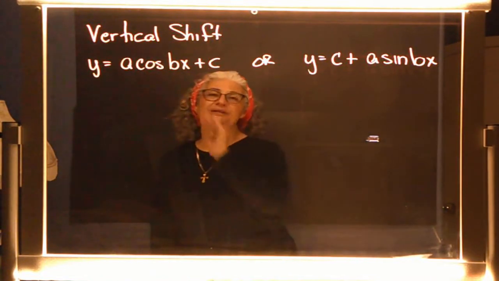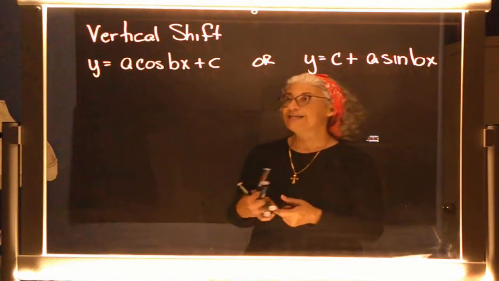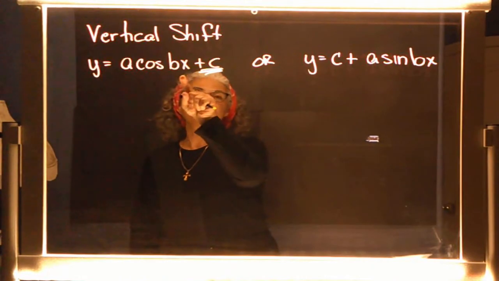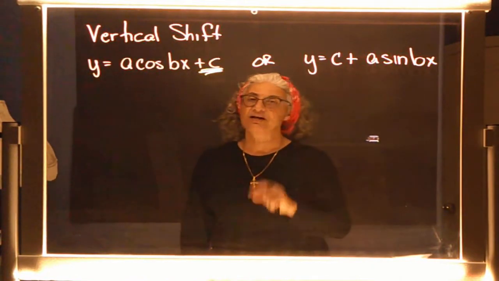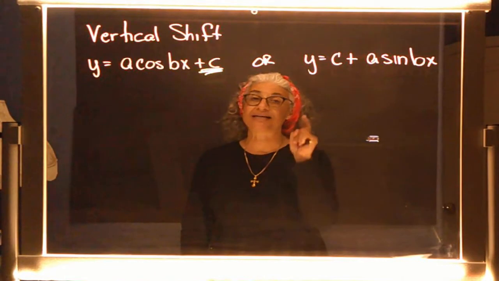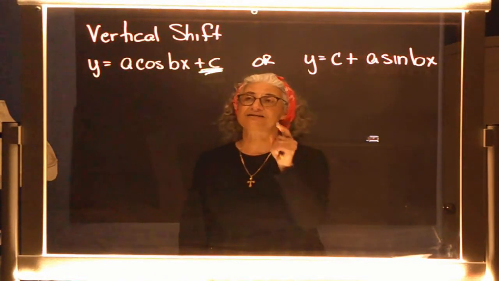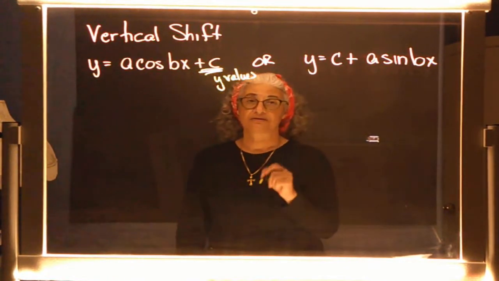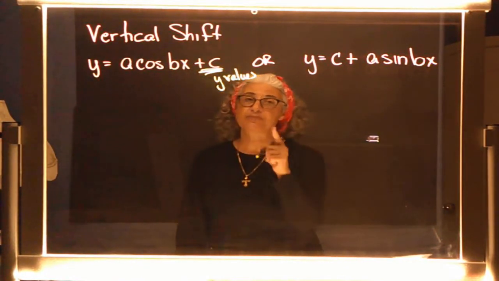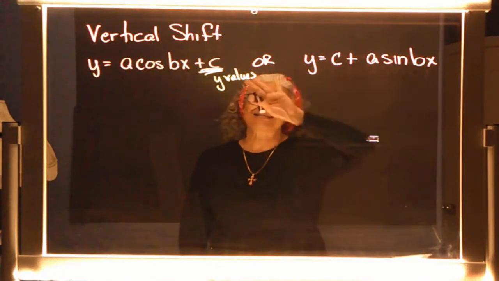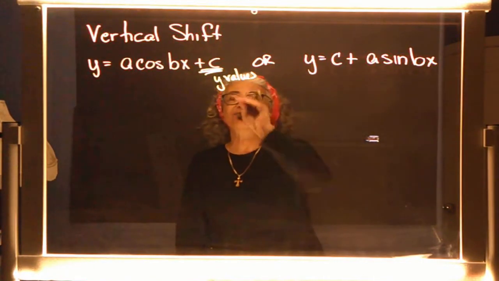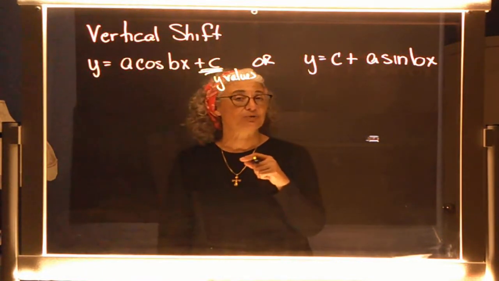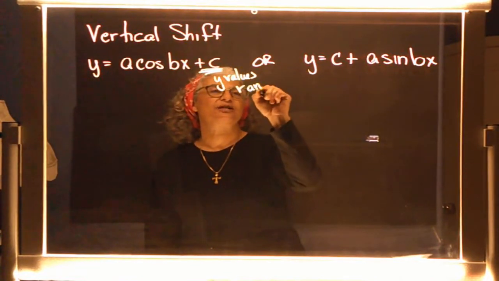Notice I tacked on this plus c now. So in this particular case, when I tacked on the plus c, did I put any parentheses around the bx and the c? No, I didn't, which means that c is not affecting the x's. It's still affecting the y values. Got it? There's no parentheses keeping those together, which means the plus c is outside the x's, which means it's affecting the y values. If it's affecting the y's, that means it's also going to affect your range.